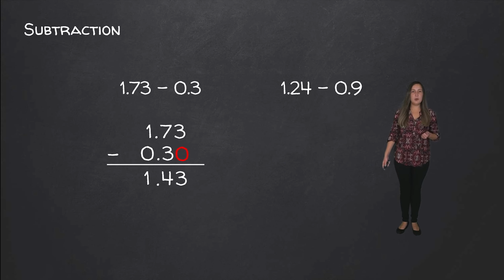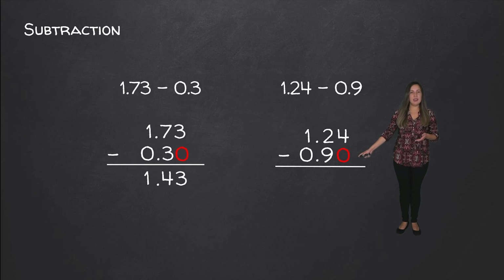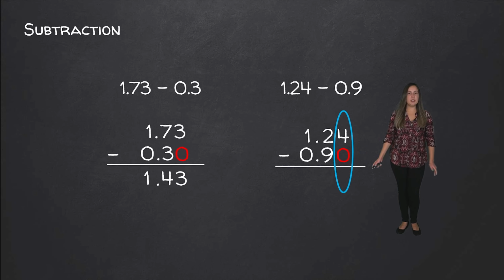We have 1 and 24 hundredths minus 9 tenths. Line up our decimals. So we're going to line them up using our decimal points. And then notice we have an empty space, so we could just add a 0 there. And then we just subtract normally. So 4 minus 0 is equivalent to 4.